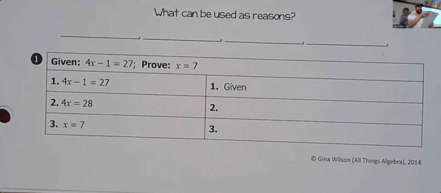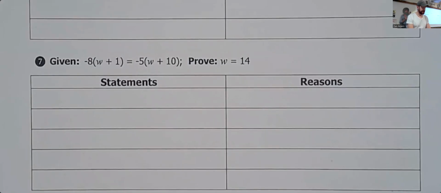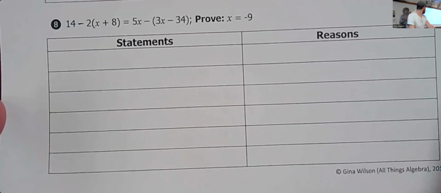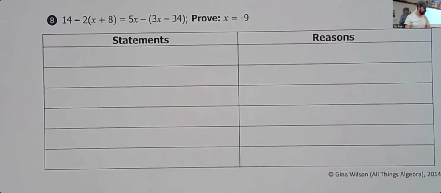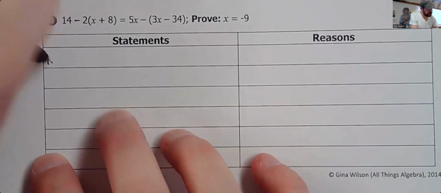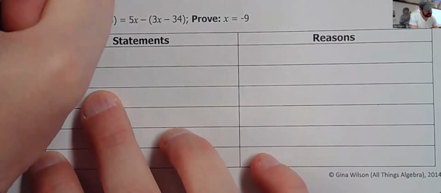All right. I'm going to pick only one more from this page. And let's see. Let's do number 8. Yeah. Let's do the tough one, because you probably see something like that on your assignment. So let's go ahead and pick the tough one here. All right, statement number 1, write the problem down. 14 minus 2 times (x plus 8) equals 5x minus (3x minus 34). Why? Because it's given.